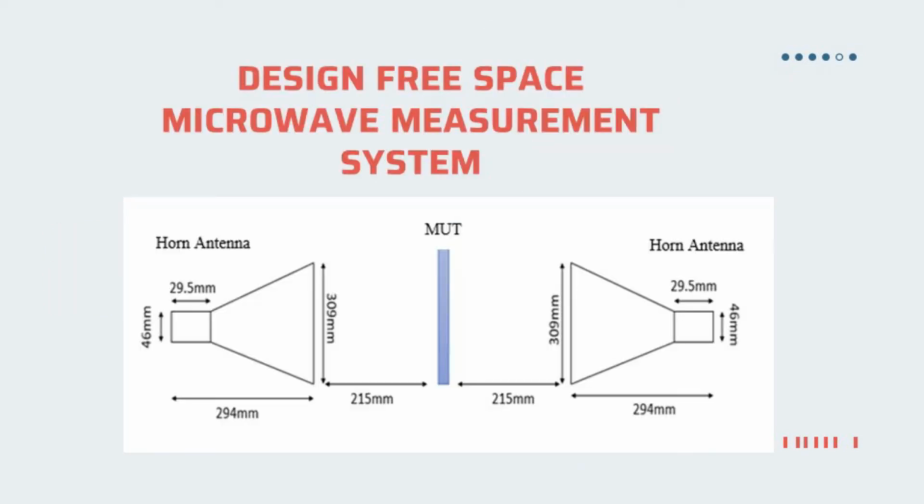The proposed structure in this project is the Free Space Microwave Measurement System, FSMM, as shown in this figure. Two horn antennas are used as transmitter and receiver respectively, and the concrete tile roof is placed in between the horn antennas as the material under test. The simulation was carried out over a frequency range of 2.2 to 3.3 GHz.